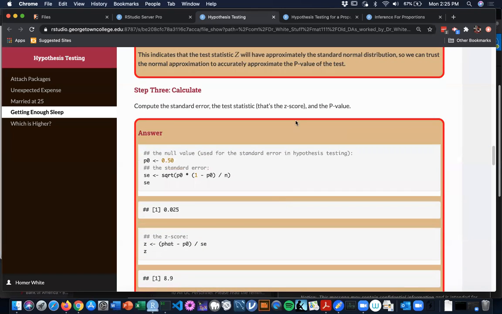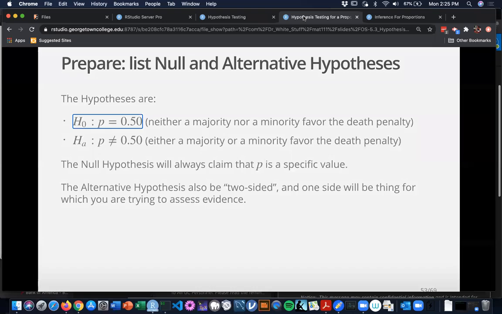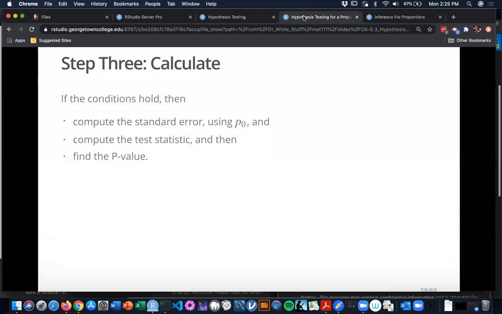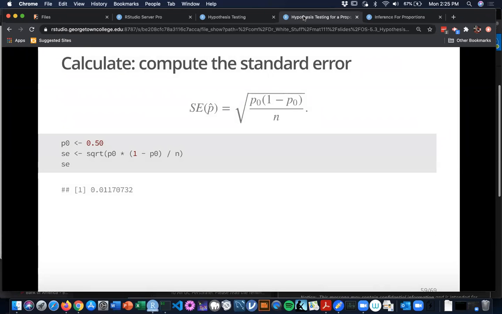Next up is the calculate step. That's this step here. It's got 3 sub-steps. Get the standard error, get the test statistic, get the p-value. Don't forget, when you get the standard error in a hypothesis test, you are still in this mode of assuming that the null hypothesis is true so that you can figure out how likely it is to get the kind of results that you got if the null is true.